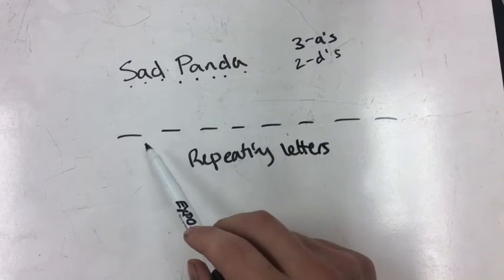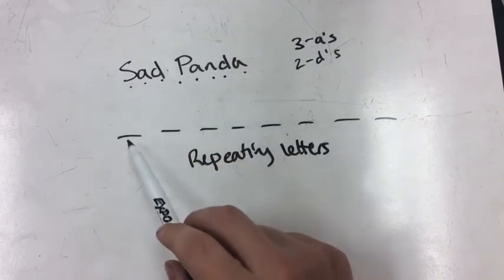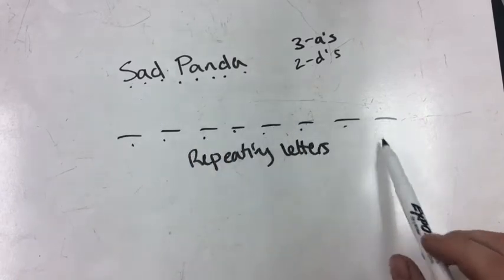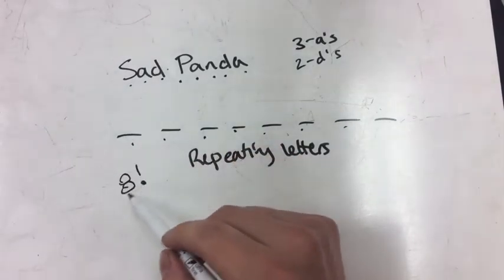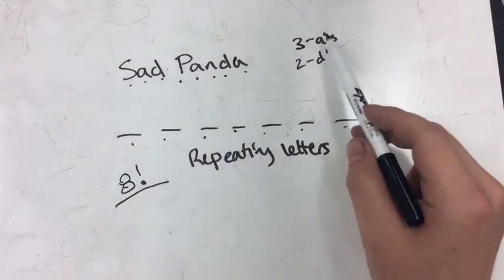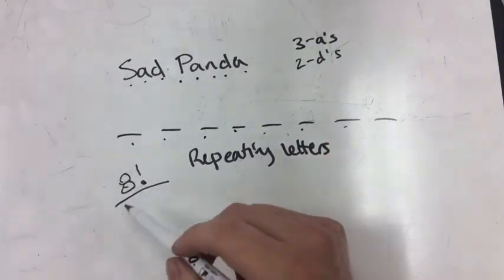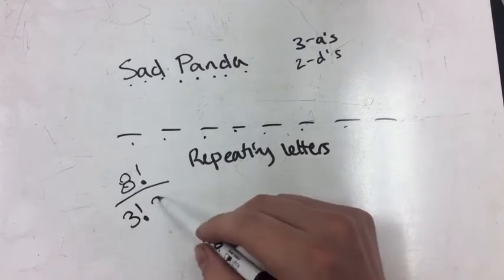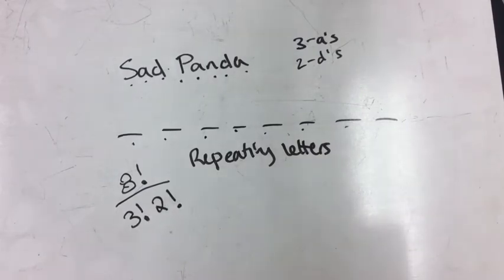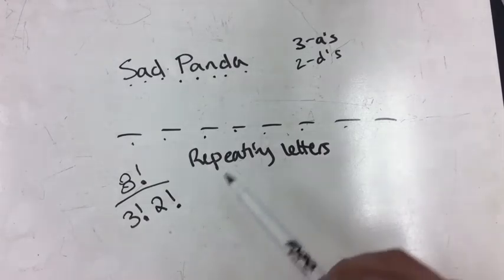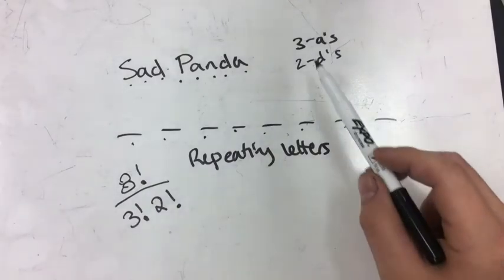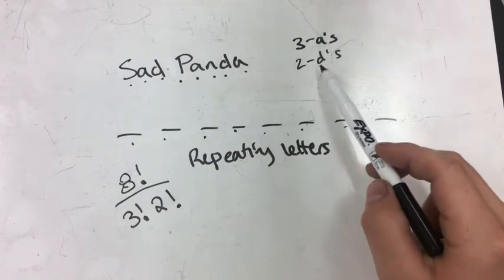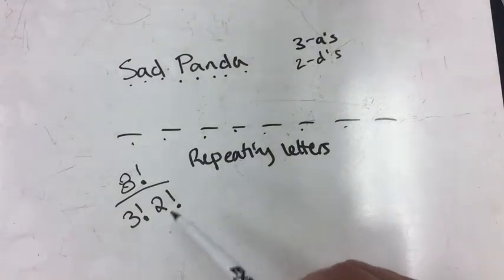So here we would say there's 8 spots. The different ways we can arrange this is going to be 8 factorial divided by how many repeats there are. Well, there's 3 A's and 2 D's. So when we have repeating letters, we have to divide by how many times it repeats, factorial. Notice we have 2 different repeating letters, A and D, so we're going to divide by 3 and 2 factorial.